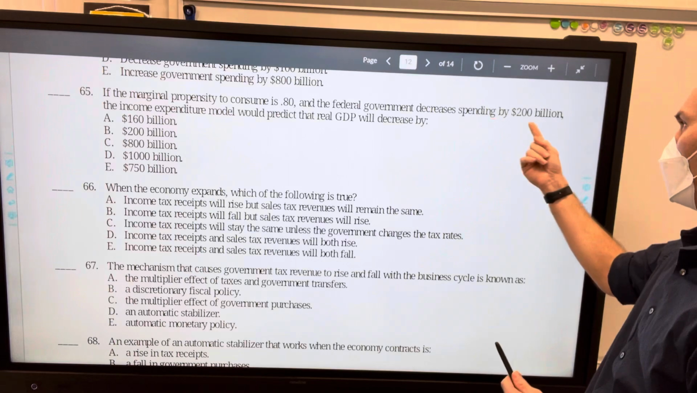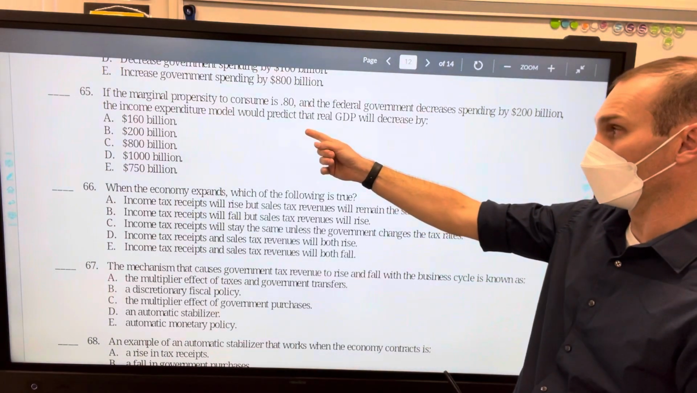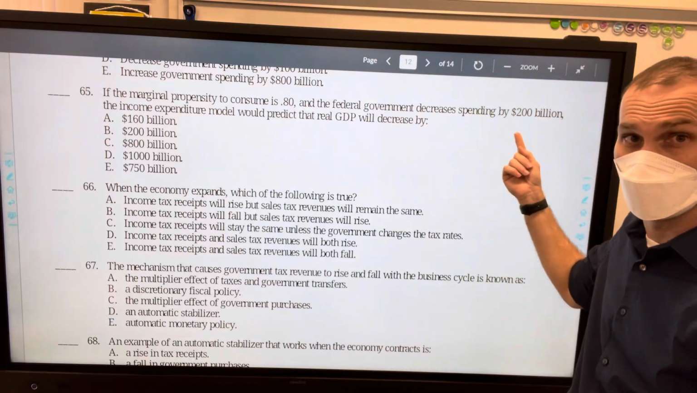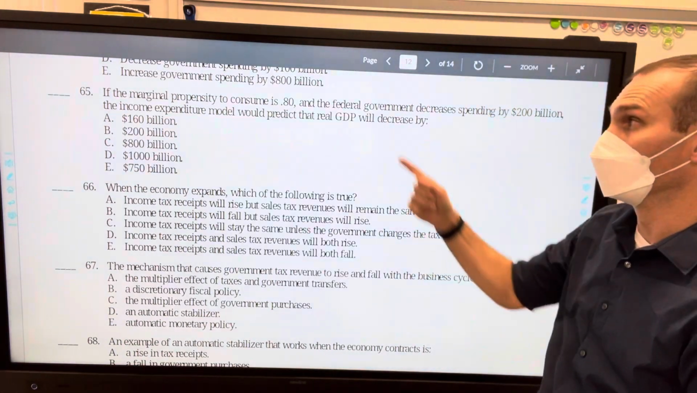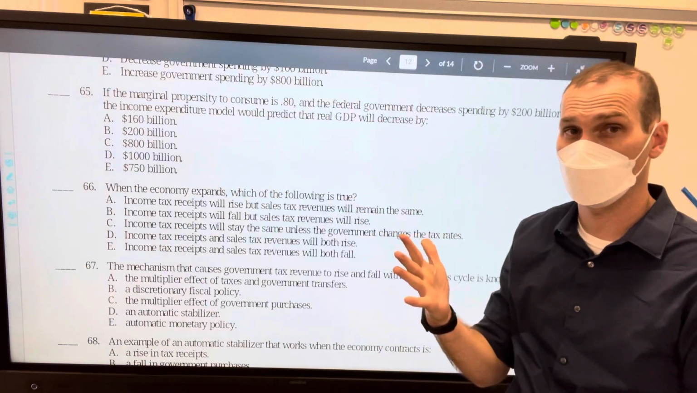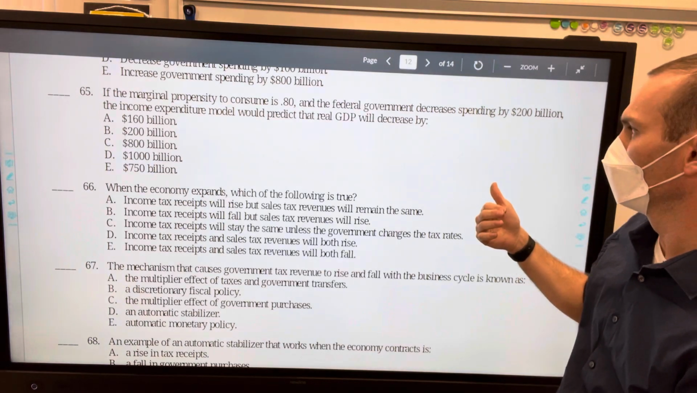The government cuts spending by $200 billion. The income expenditure model would predict that GDP will decrease by, well, the change in spending is negative $200 billion. Multiply that by, well, since it's spending, the spending multiplier, which is 5. So it'd be, oh, okay.